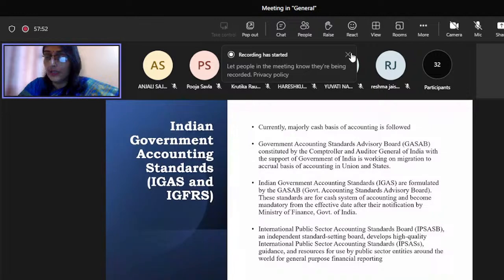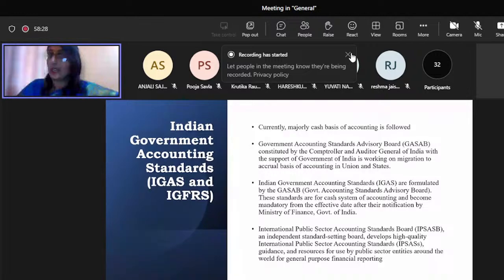And internationally, I was talking about IPSAS. These are the International Public Sector Accounting Standards, which are formulated by the International Public Sector Accounting Standards Board. Now, why have they been followed? Because sometimes you want to compare peer groups, for example, whether the US government is performing well as compared to the UK. If you want to compare that, of course, you need one common platform on which they can be compared.